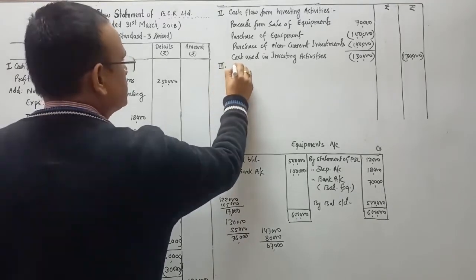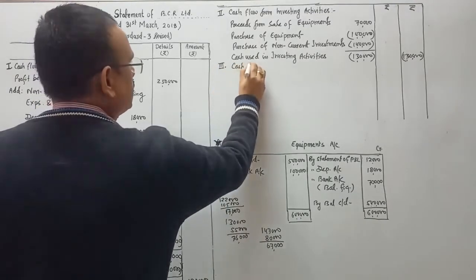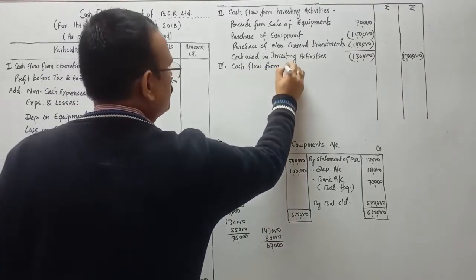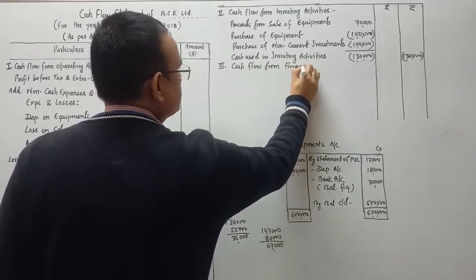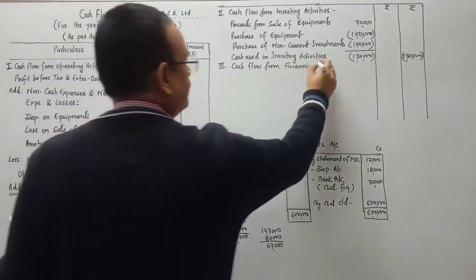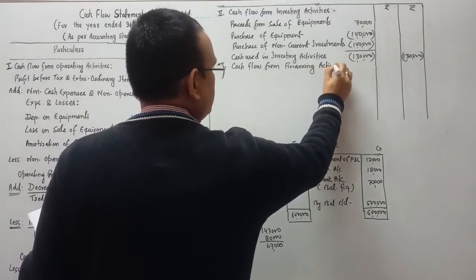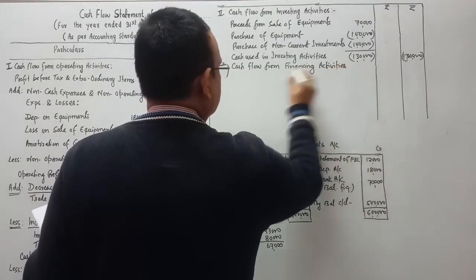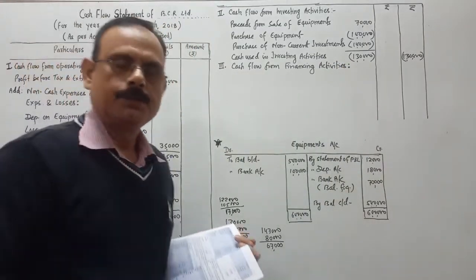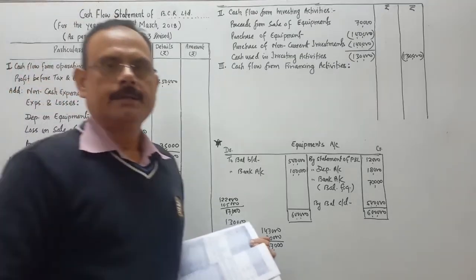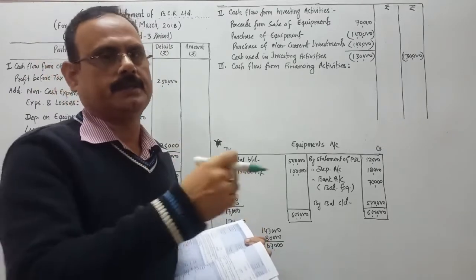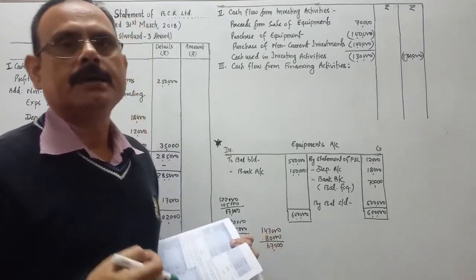The third activity is what? The third activity is cash flow from financing activities. Okay, cash flow from financing activity. This is the third activity. Do you know what financing activities are? Financing activities means change in the size and composition of owner's capital and borrowed capital.